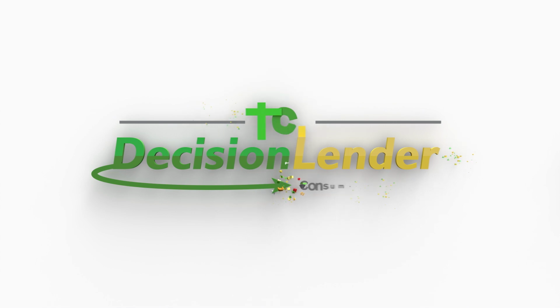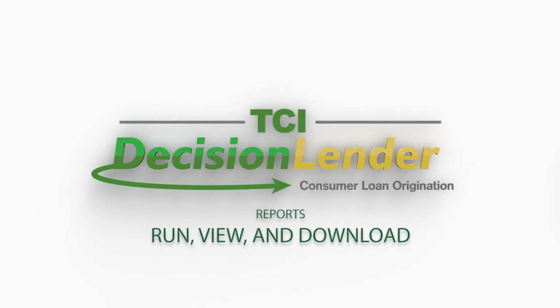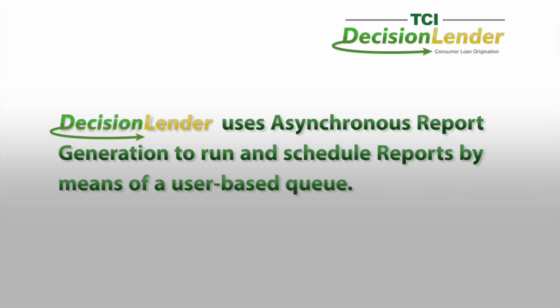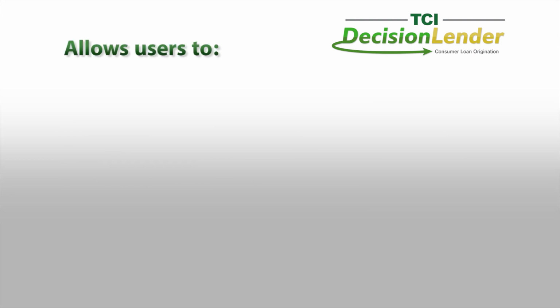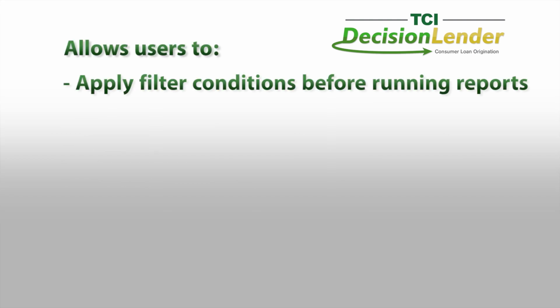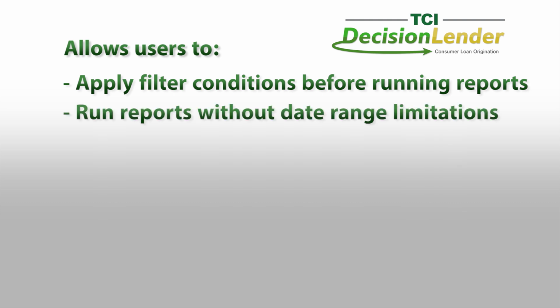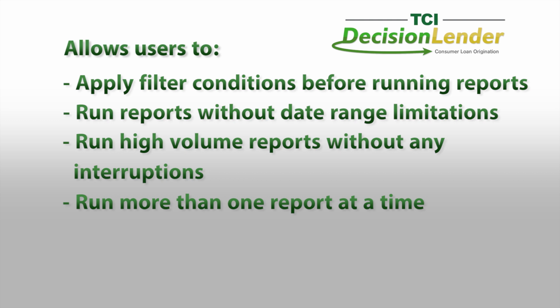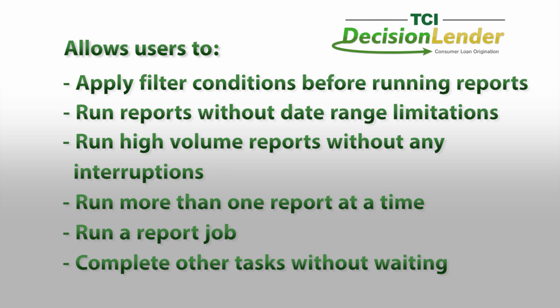This tutorial will instruct the user how to run, view, and download reports. DecisionLender uses asynchronous report generation to run and schedule reports by means of a user-based queue. This feature allows users to apply filter conditions before running reports, run reports without date range limitations, run high-volume reports without any interruptions, run more than one report at a time, run a report job, and complete other tasks within DL4 without having to wait until the job is completed.